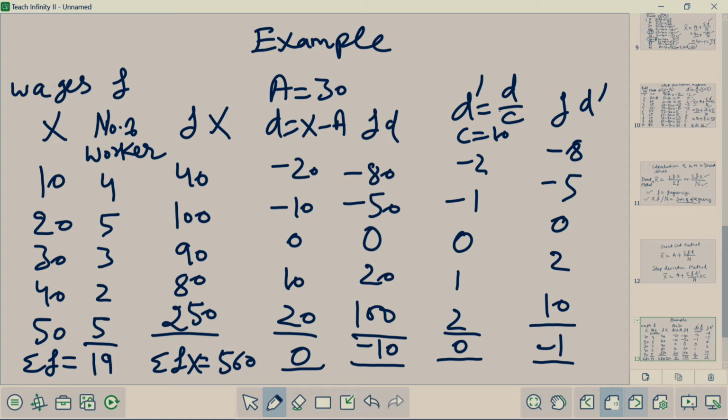You can see an example here, wages of some workers are given. The x variable is wages, that is 10 rupees, 20, 30, 40 and 50, and f is frequency, the number of workers: 4, 5, 3, 2, 5.